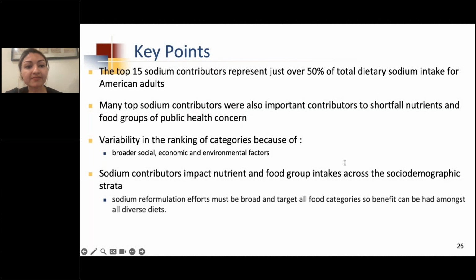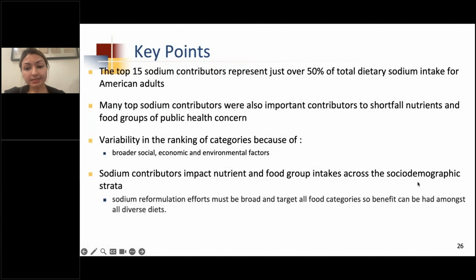Keeping in mind that the variability in the ranking of categories contributing to sodium intake by different subgroups, age, sex, ethnicity, and poverty income ratio, are likely a function of broader social, economic, and environmental factors that play a role in our food choices and dietary habits. For example, pizza is perhaps quite popular among adolescents, and there are other choices too, for example health concerns or education and health literacy, the incorporation of ethnically diverse or traditional foods, and food availability and accessibility also play a huge role.